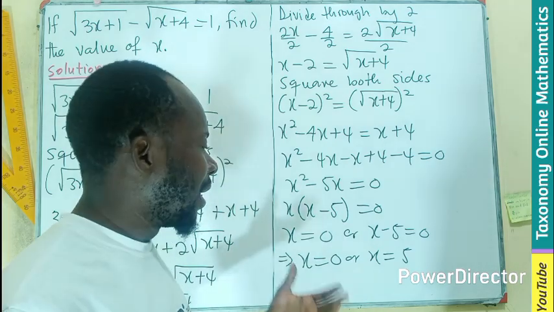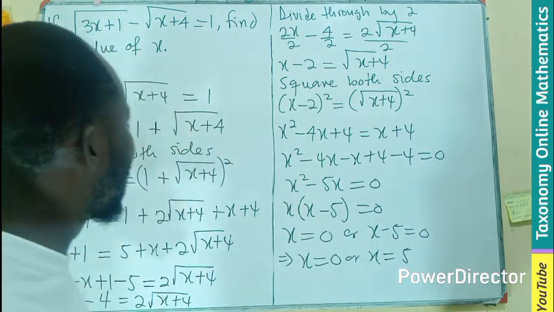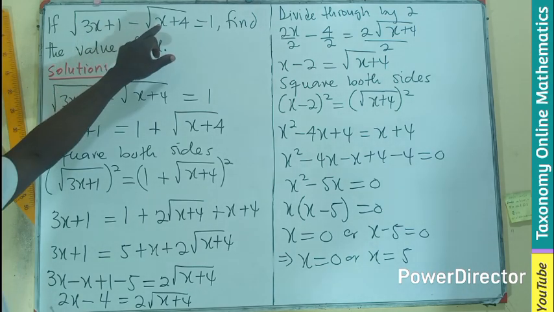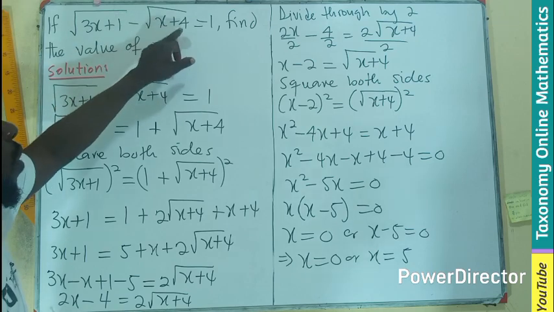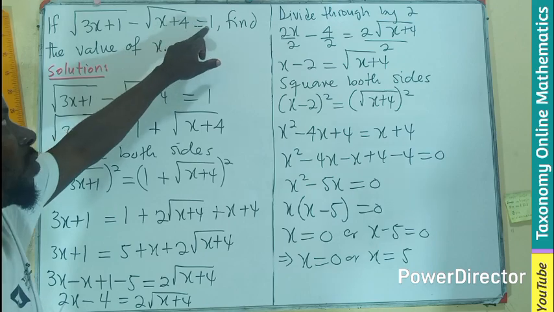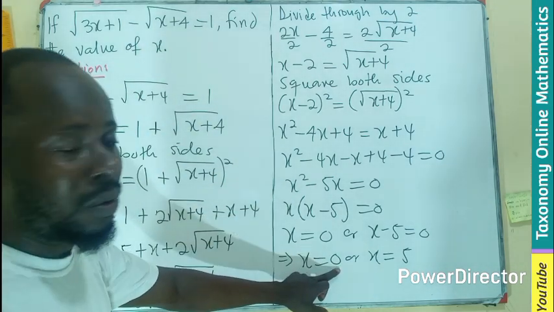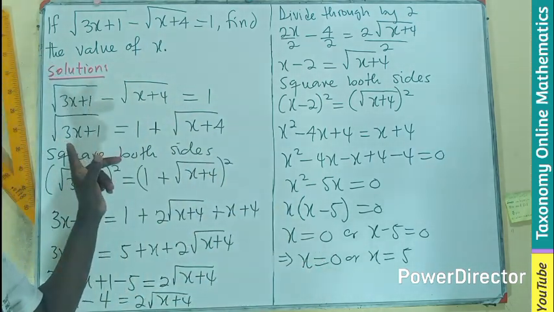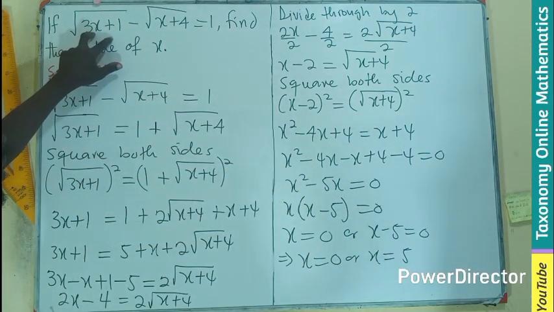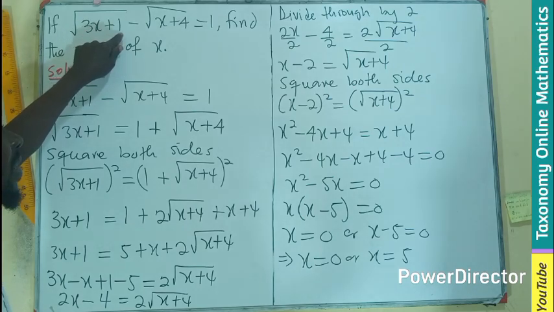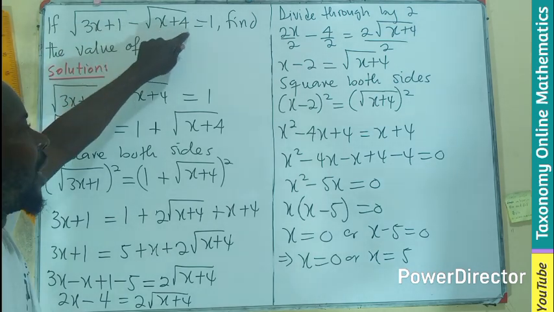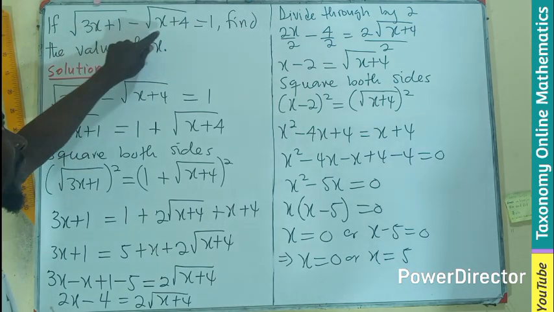But we need to see whether these two values will satisfy the equation. If I put in 0 here, that means the root of 1, which is 1. 0 here means the root of 4, which is 2. So 1 minus 2 will give you negative 1, which is not 1. So it means 0 cannot be put in there, since we will be having the left different from the right. Then the 5 goes in here, 15 plus 1, 16. The root of 16 will be giving you 4. 5 here, making it 9. The root of 9 is 3. 4 minus 3 is 1.